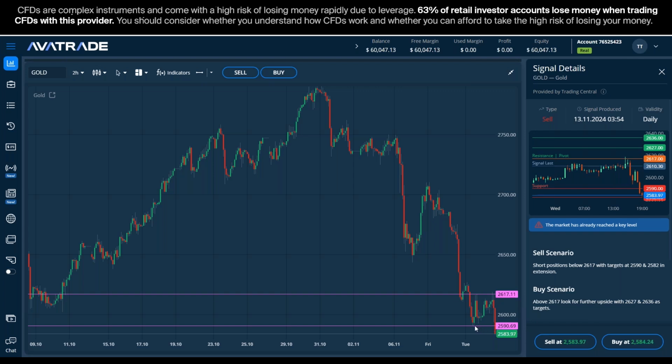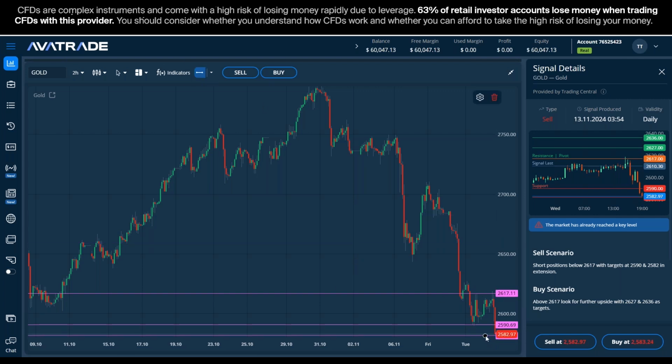It came down and hit the first take profit zone, which was this first support level where they're saying it might have trouble dropping further than that. So you might think about taking profit there. It blew through that and went towards 25.83. 25.82 is the next take profit zone, and that's down right about there where I drew that second line.